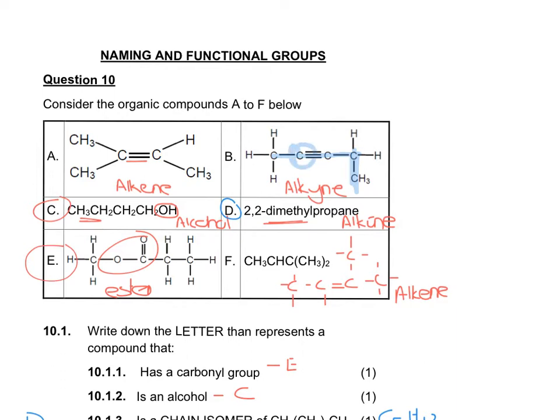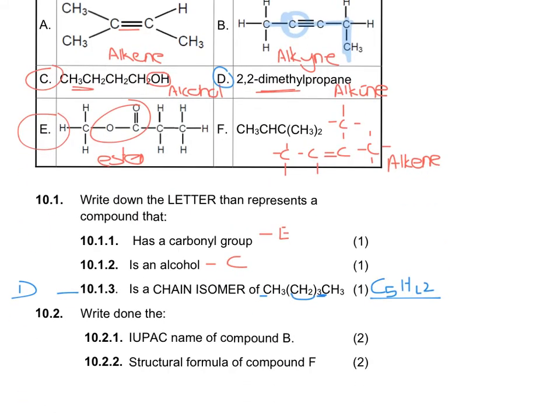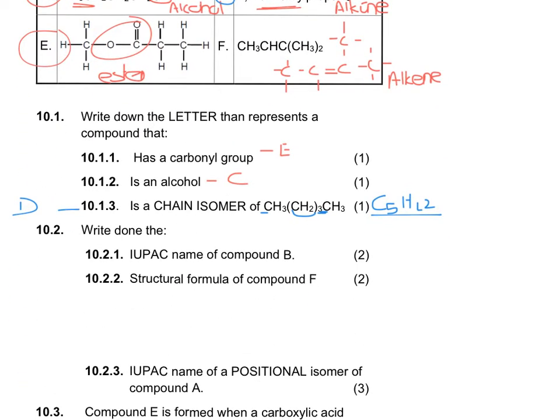And the triple bond sits on the second carbon. So this isn't but-, it's pent-. Okay, so this is going to be pent-2-yne. Straightforward. Then they want the structural formula of compound F. We've done half of it already. We've just got to do it nice and neat for your examiner.